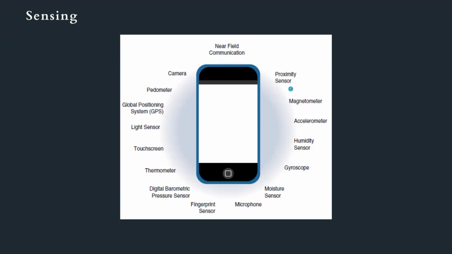Proximity sensor. We can detect the proximity to an object using proximity sensors. Likewise, we have different types of sensors: accelerometers, magnetometers, humidity sensors, gyroscopes, moisture sensors, microphones, fingerprint sensors, barometric pressure sensors, thermometers, touch screens, light sensors, GPS, pedometers, and cameras, and so on. These different types of sensors are available in the latest phones.